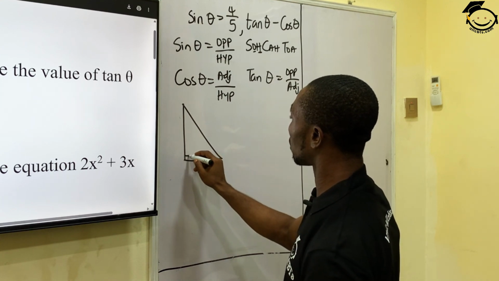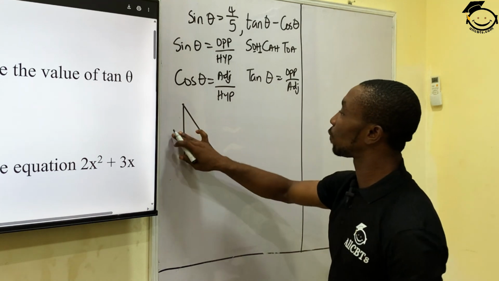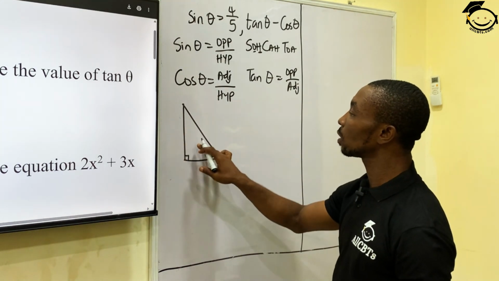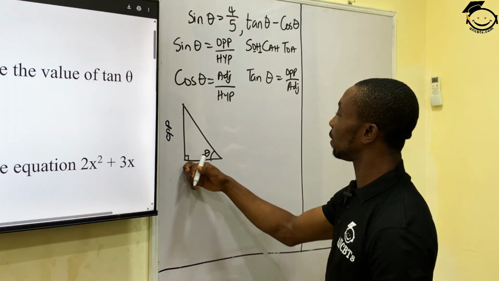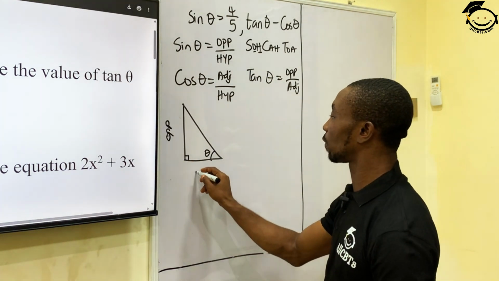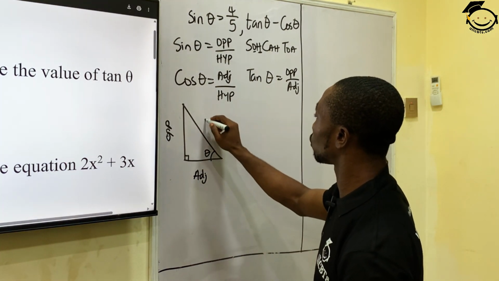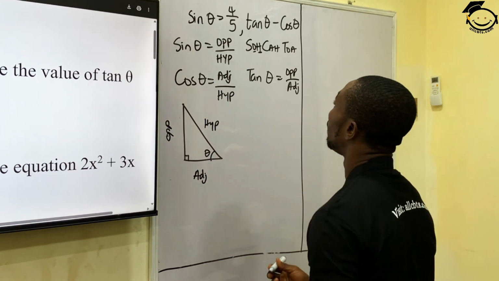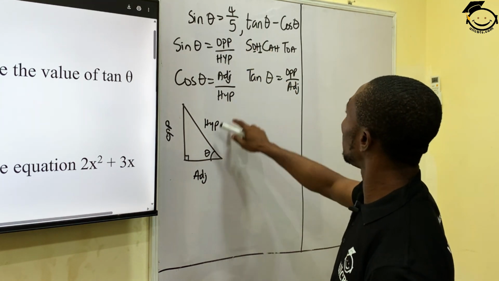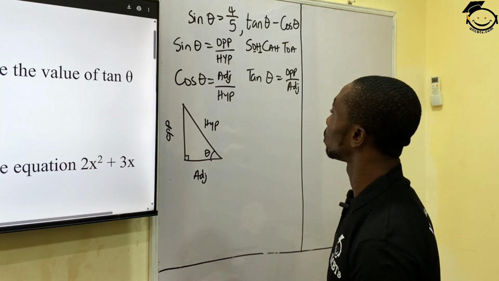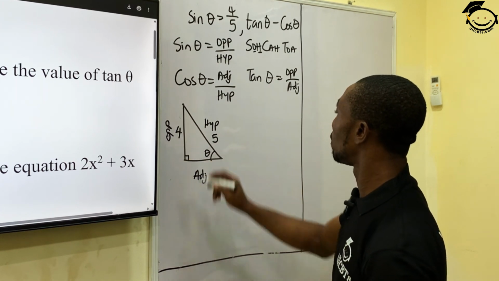So if we have a right-angled triangle, and this is our theta, the side facing your theta is referred to as your opposite. The side bearing the 90 degrees and your theta is referred to as your adjacent. And the side facing the 90 degrees is referred to as your hypotenuse. Now, from our question, we can see that sine theta is opposite over hypotenuse. So our opposite will be 4, and our hypotenuse will be 5.